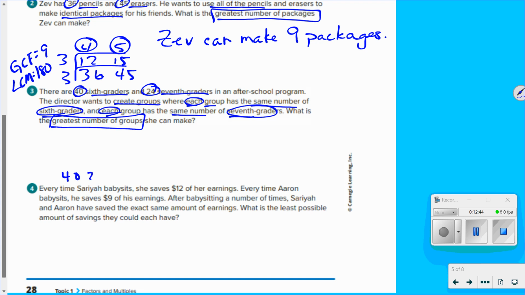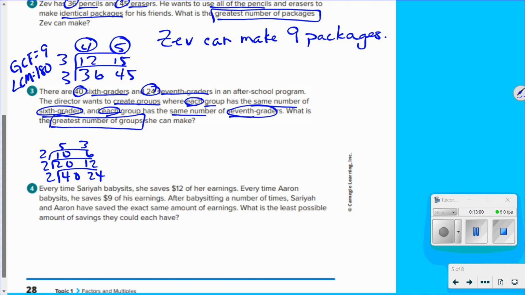Can I divide by 2? Yes, so we do it. Gives me 20 and 12. Can I divide that by 2? Yes, so I do it. Gives me 10 and 6. Can I divide that by 2? Yes. Gives me 5 and 3. That's 2 of my key numbers, so I know I'm done.